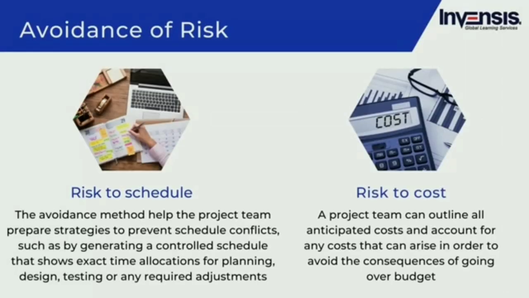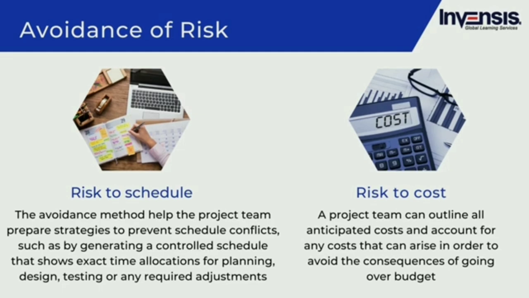First is risk to schedule. By recognizing potential concerns that might have an impact on the project's timing, it is possible to avoid schedule impacts. Important deadlines, due dates, and final delivery dates can be impacted by risks, such as being too optimistic about a project's duration. The avoidance method can help the project team prepare strategies to prevent schedule conflicts, such as by generating a controlled schedule that shows exact time allocations for planning, design, testing, and retesting, as well as making any required adjustments. In order to prevent time management risks, it is also possible to schedule non-working hours.